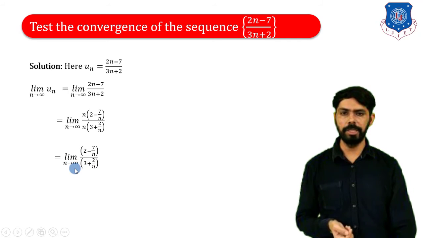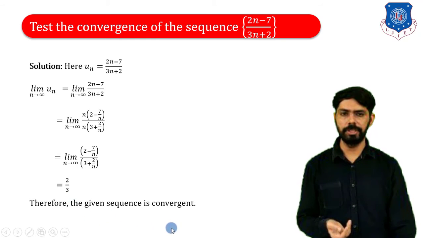Now we will put n is equal to infinity. So 7 divided by infinity will be 0. Same way 2 divided by infinity will be 0. So here 2 minus 0 divided by 3 plus 0. So it will be 2 divided by 3. Therefore, the answer of this limit is 2 divided by 3. This is a finite answer. Therefore, we can say that the given sequence is convergent.